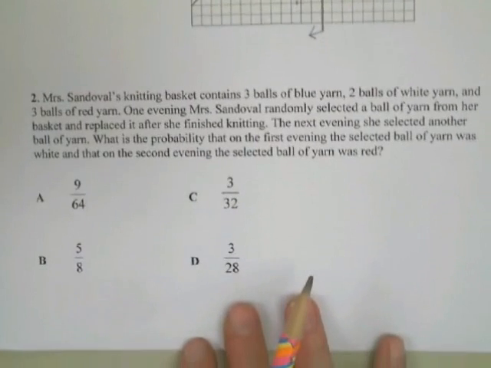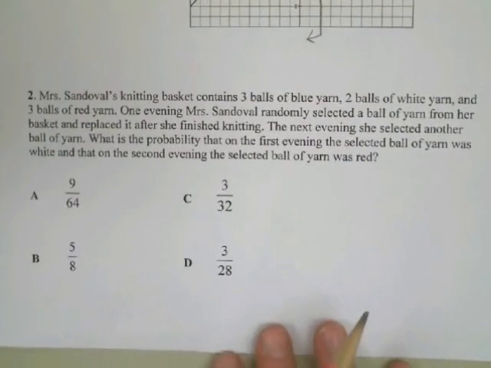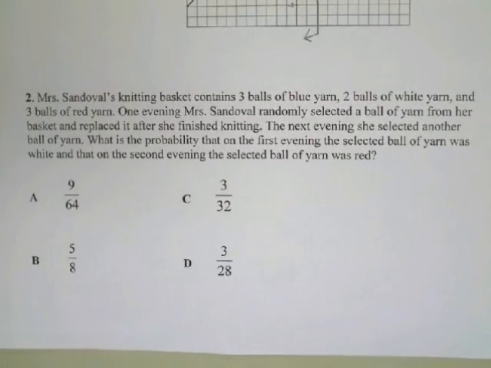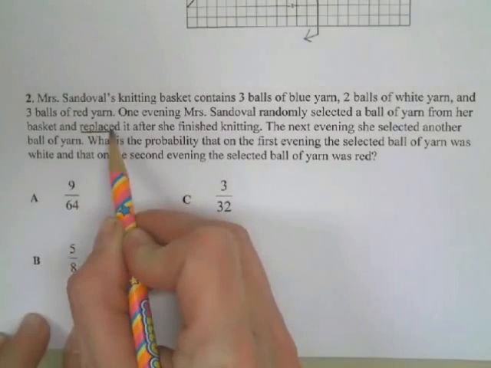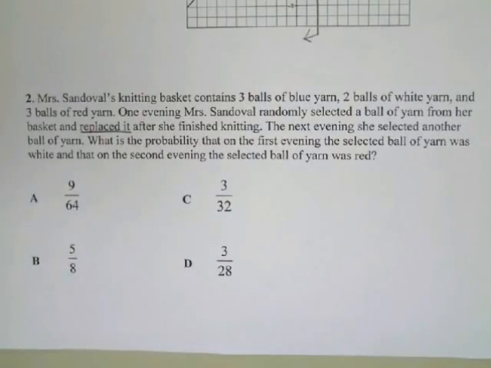Number 2 is a probability question. It says Miss Sandoval's knitting basket contains 3 balls of blue, 2 balls of white, and 3 balls of red yarn. One evening, Miss Sandoval randomly selected a ball of yarn from her basket and replaced it after she finished knitting. Anytime you work a probability question, you have to read closely and look for the information whether you are replacing the items after they're chosen or whether you don't replace those items. It makes a difference in how you set up your probability. But she is selecting a ball of yarn and then she is putting it back. The next evening she selected another ball of yarn.